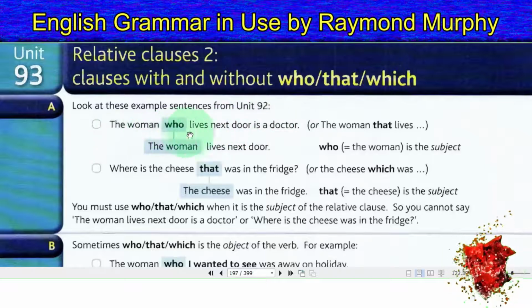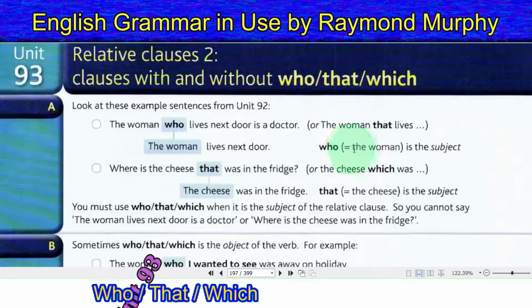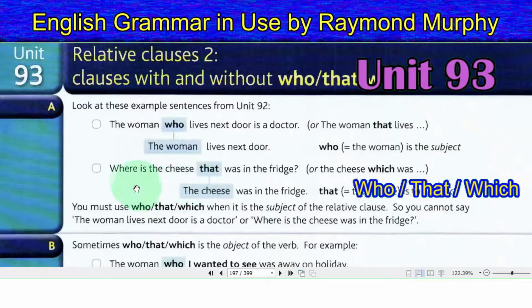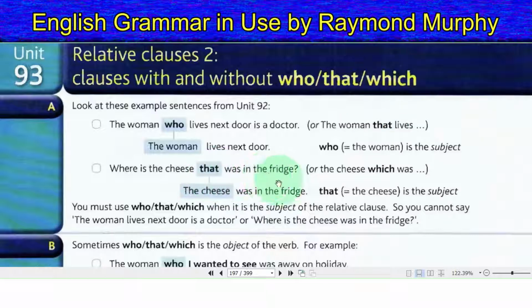The woman who lives next door is a doctor, or the woman that lives next door. The woman lives next door. Who? The woman is the subject. Where is the cheese that was in the fridge? Or the cheese which was in the fridge. The cheese was in the fridge. That. The cheese is the subject.